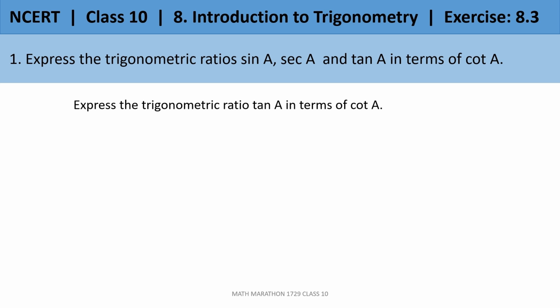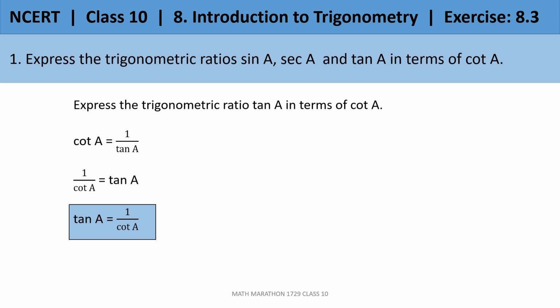Now, let us express the trigonometric ratio tan A in terms of cot A. We know that cot A is equal to 1 by tan A. Let us take reciprocal on both sides of the equation. 1 by cot A is equal to tan A. So, tan A is equal to 1 by cot A.